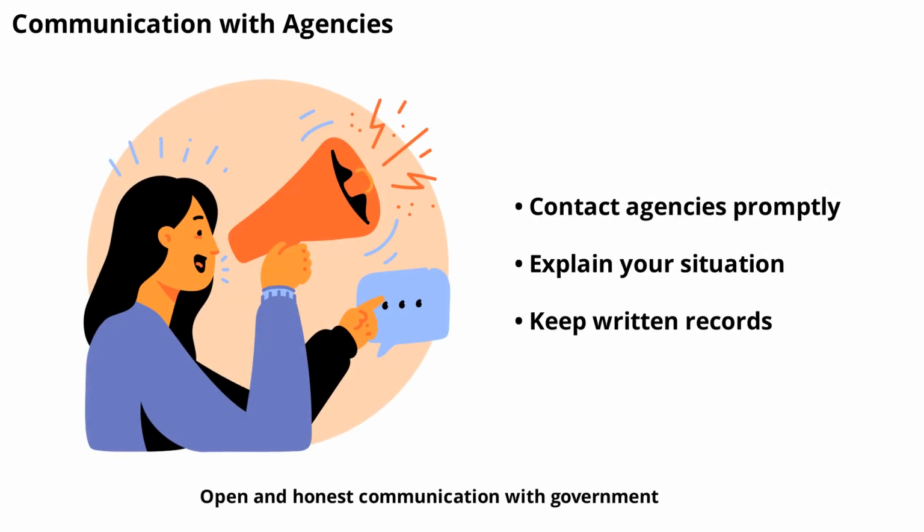Open and honest communication with government agencies is key to resolving debt issues. If you receive a notice or have questions, contact the agency promptly. Explain your situation, ask about options, and follow up in writing. Keeping a record of your communications can help if disputes arise later. Agencies are more likely to work with you if you stay in touch and show willingness to resolve the debt.